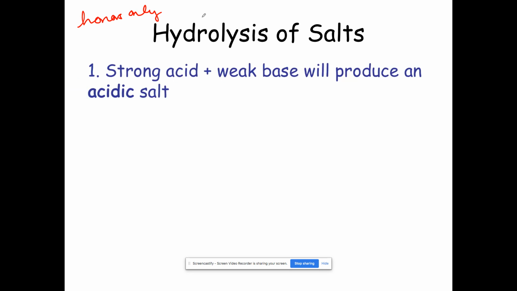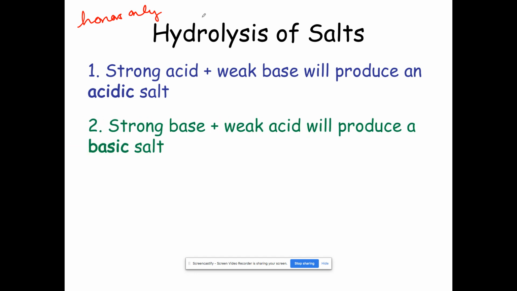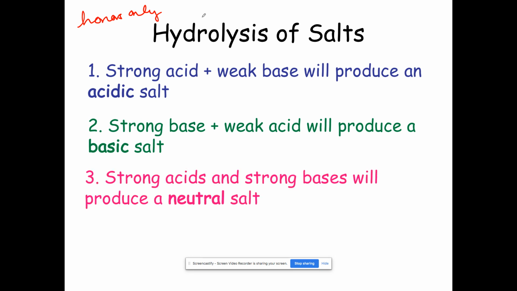So if you put a strong acid together with a weak base, that is going to produce a salt that is still slightly acidic because you know water is neutral. So the salt is going to pick up some of that leftover acidity. Strong base and weak acid will produce a basic salt. So the salt will pick up some of that alkalinity or basic character. Two strongs is going to produce a neutral salt.